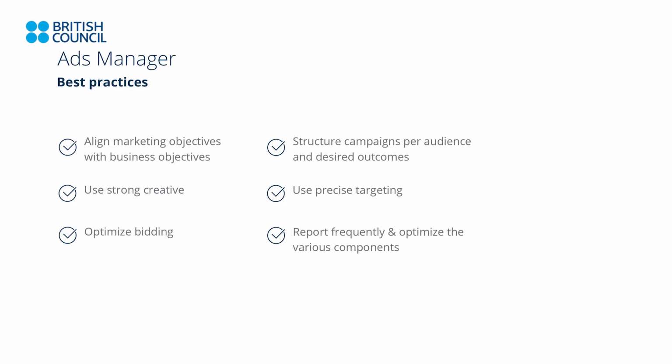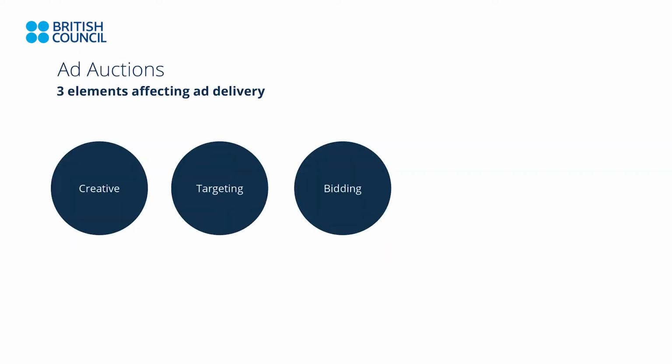Now, ad auctions. Ad auction is simply the process by which Facebook decides who to serve an ad to and when to serve this ad. There are three elements that affect ad delivery: 1, the creative; 2, the targeting; and 3, bidding.